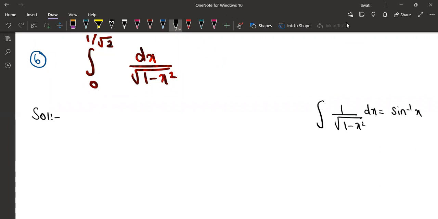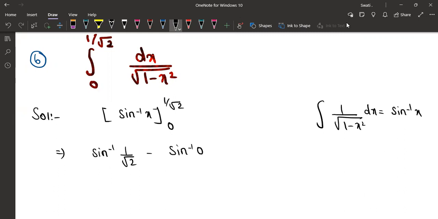So directly after using the formula, we get sine inverse x, but this time we have the limit as well, that is 0 to 1 upon root 2. Now if I put in the limits, I have to put the upper limit in place of x. This is sine inverse 1 upon root 2 minus sine inverse 0.